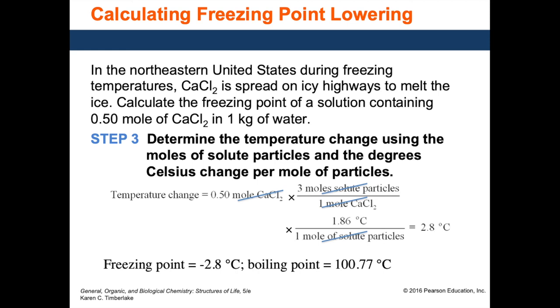Our boiling point, though, you have to calculate separately. Instead of having negative 1.86 here, you have plus 0.512 instead. And you'll probably find that the boiling point rises by 0.77 degrees Celsius, though since the question asks for the actual boiling point, you've got to add this to 100 degrees Celsius. And so the actual answer is 100.77.